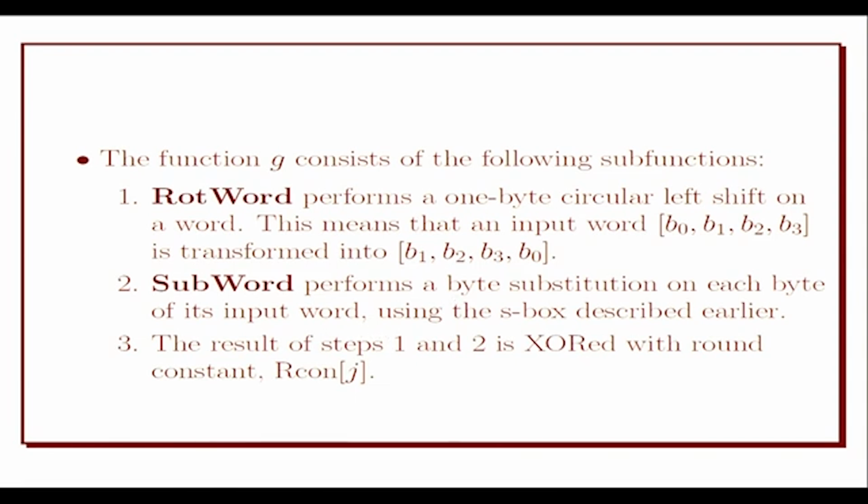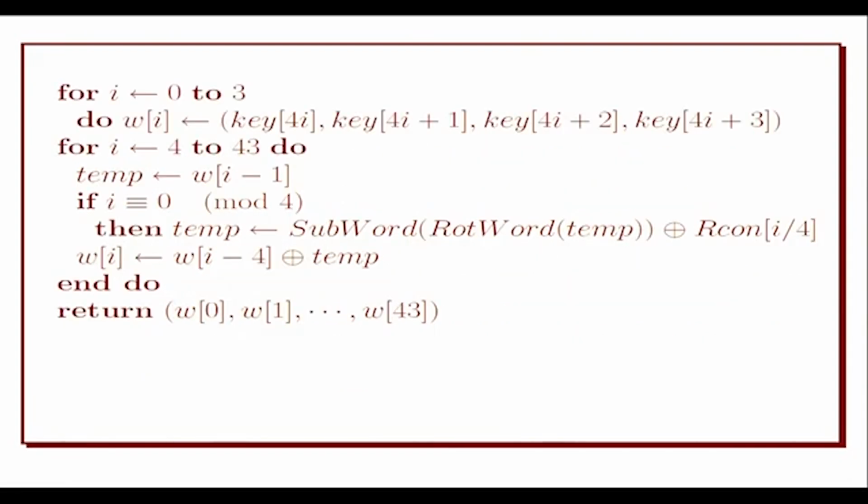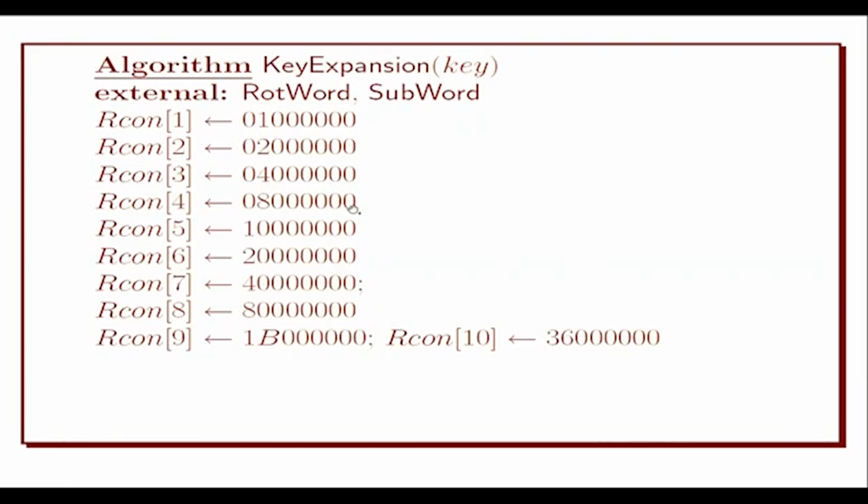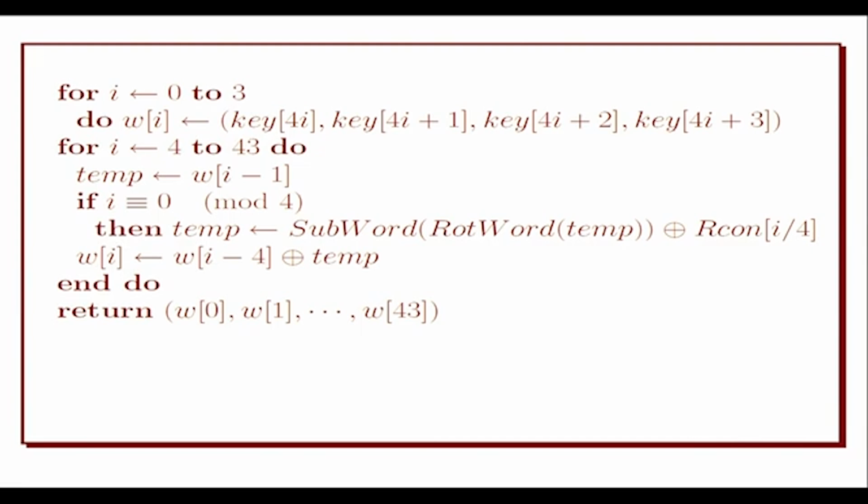Basically, we are applying the AES S box, and then we are adding a round constant to get G of W. So, these constants are given, and this is the rotation and adding the constant. So, this is the operation for G.